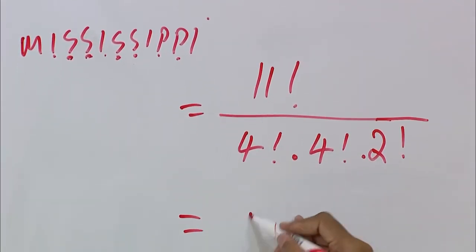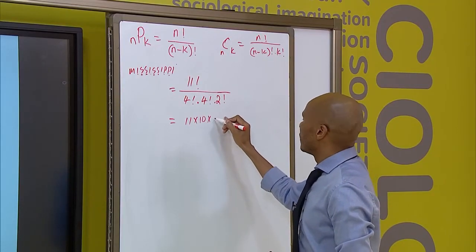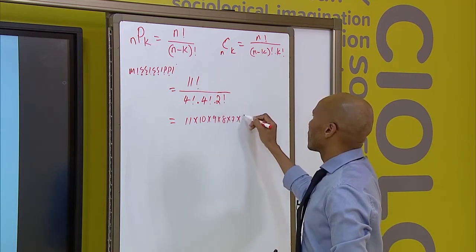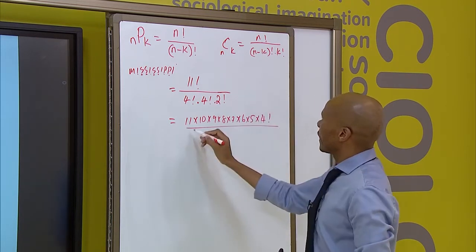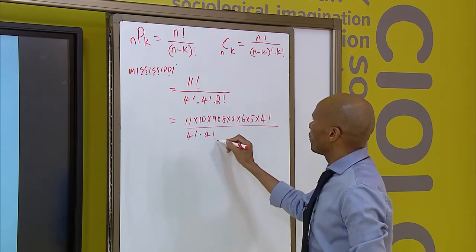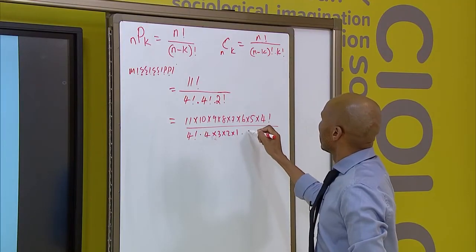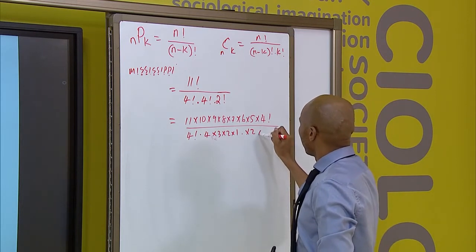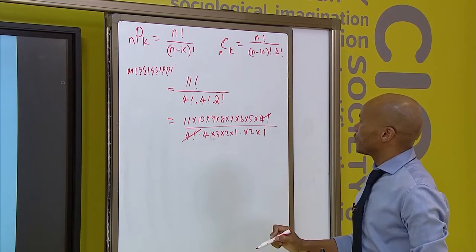So what will that be? That will be 11 times 10 times 9 times 8 times 7 times 6 times 5 times 4 factorial. And here I'm going to leave this 4 factorial to cancel with that one, and that will be times 3 times 2 times 1 times 2 times 1, right? So here, that is going to cancel out with that.